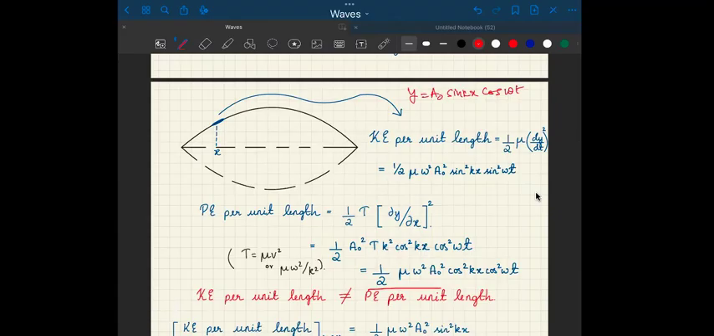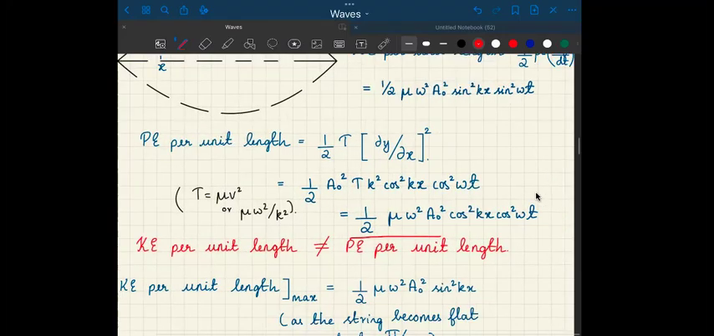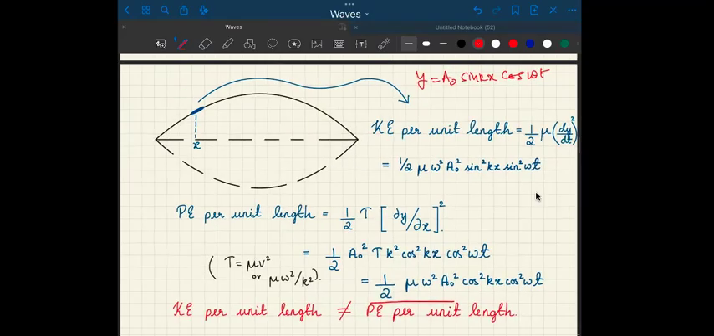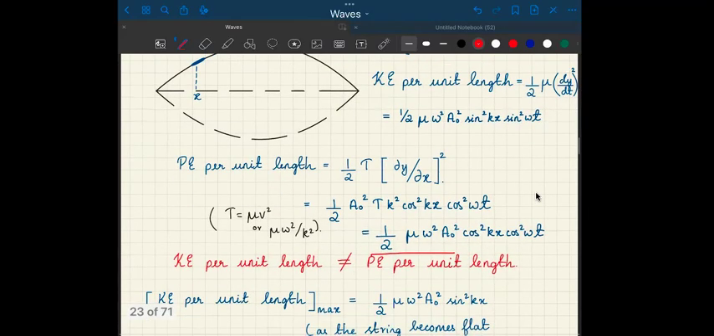What is the potential energy form? Already in last week's class, we have discussed it. Half T ∂y/∂x whole square. So that we have done. Now this time we will get ∂y/∂x as k cos kx. So half mu omega square a naught square cos square kx cos square omega t.